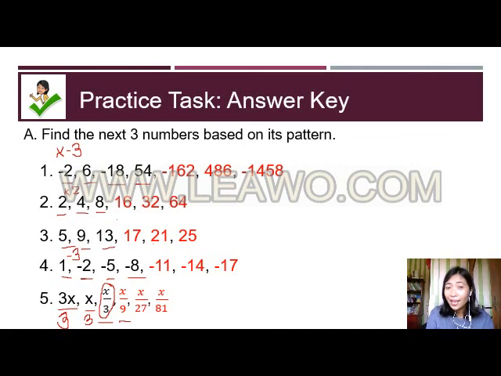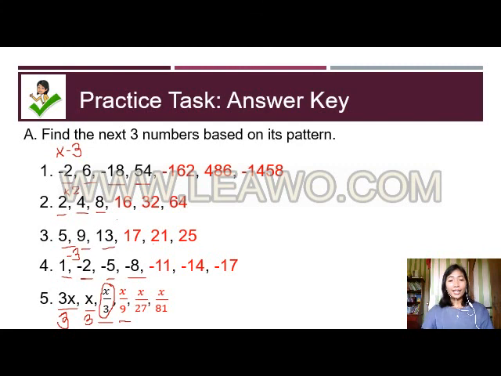Then we multiply again x over 9 times 1/3. So x times 1, we get x. 9 times 3, we get 27. Then multiply again x over 27 by 1/3. So x times 1, we get x. Then 27 times 3, we get 81. Okay? So this is all for the first part of the practice task.